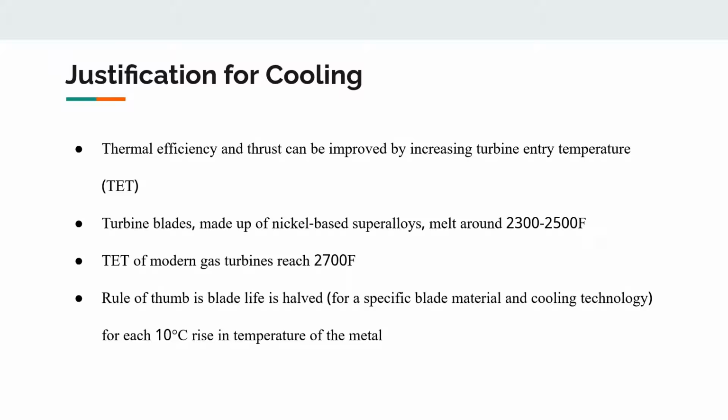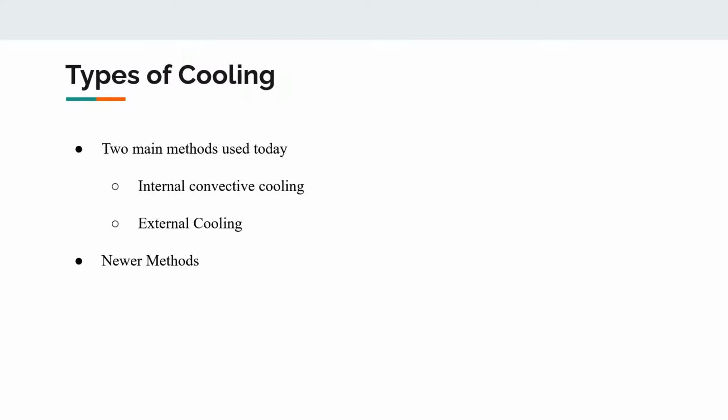Due to material limitations, modern-day power plants employ a variety of cooling methods to ensure that the turbine does not melt during operation. A rule of thumb is that blade life is halved for a specific blade material and cooling technology for each 10 degrees Celsius rise in temperature of the metal. The cooling methods used today can be loosely categorized into internal convective cooling and external cooling. However, there are a lot of different methods that won't be covered, and this is by no means a comprehensive list. For this presentation, we'll go over some of these methods and how they work, and we'll look into some newer methods of cooling.